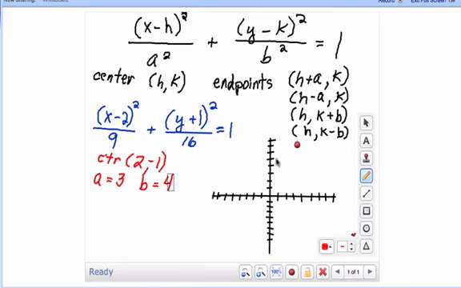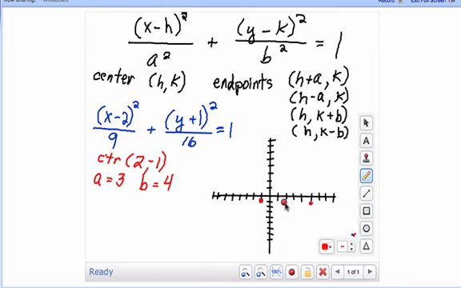I don't necessarily memorize this. I just remember, okay, I'm going to go plot the center at positive 2, negative 1. And from the center, in the x direction, I'm going 3 units to the right from the center and making a point. This is one of my endpoints of my ellipse, and that's represented by this right here. And then I'm going to go from my center 3 units to the left, 1, 2, 3, and that's my other endpoint.